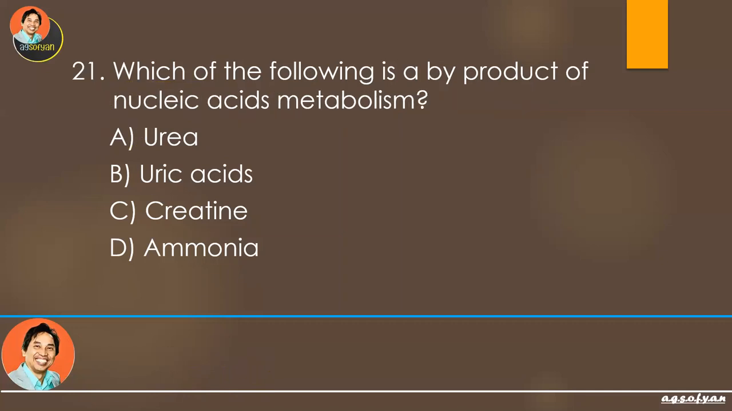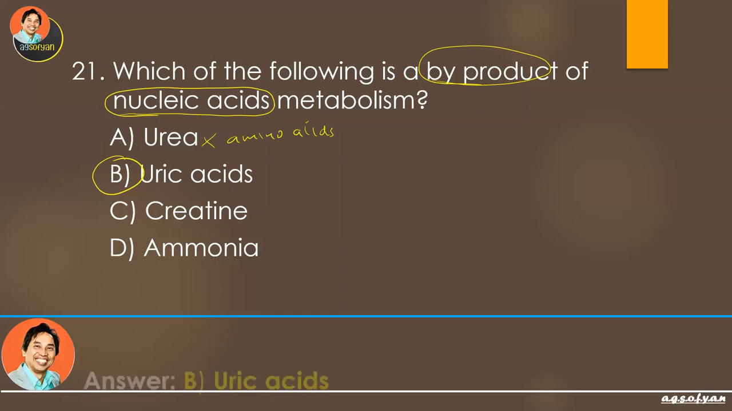Which of the following is a byproduct of nucleic acid metabolism? So this is another byproduct that is present in the urine. We already mentioned urea, uric acid, creatine, and ammonia. So which one is the byproduct of nucleic acid metabolism? The urea, it is not. We already mentioned this is from amino acid. Okay, this is an amino acid byproduct. Uric acid, yes. So this one is the answer. Uric acid is the byproduct of nucleic acid metabolism.